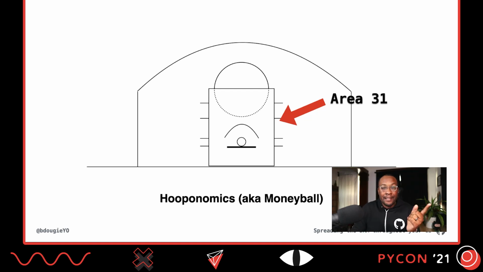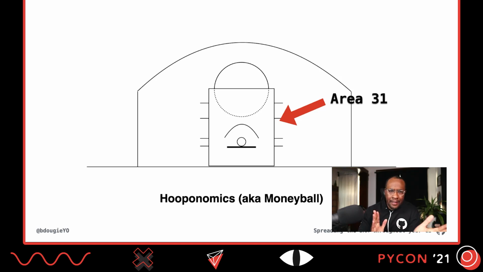And I bring this up because there's this idea of hooponomics where you apply statistics to the game of basketball. So they basically took every single point on the court and identified where was the highest rated percentage place where you could shoot or attempt a shot and have it go in. And they call this place Area 31. Now, Area 31 is the name because 31% of the shots attempted from this point on the court go in.